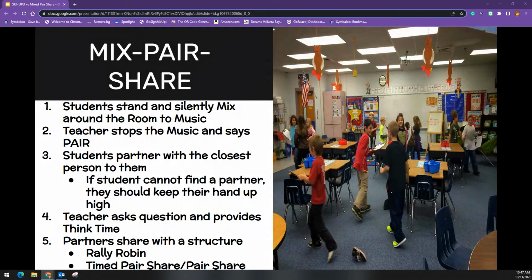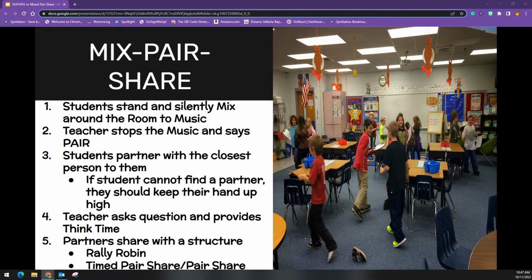All right, so now how does Mixed Pair Share differ from Stand Up Hand Up Pair Up? The goal here is the same, to actively engage your students by having them stand up and move to share information with their classmates. But Mixed Pair Share is different because music is used. The teacher plays music as the kids walk around the classroom. That is the first rule. They must walk, and they must walk silently.